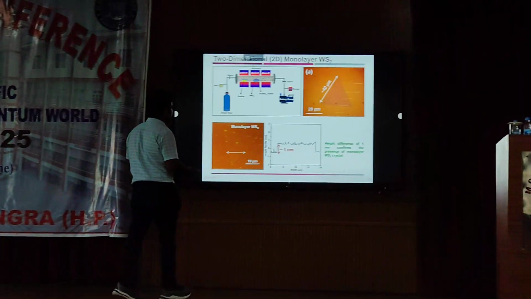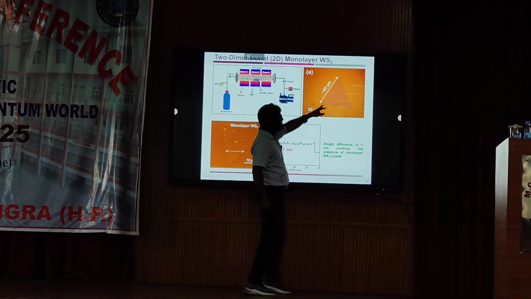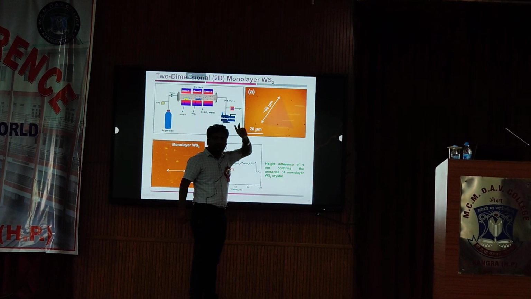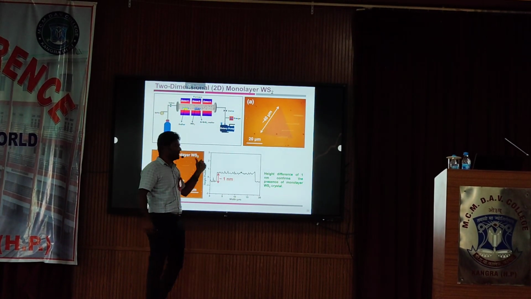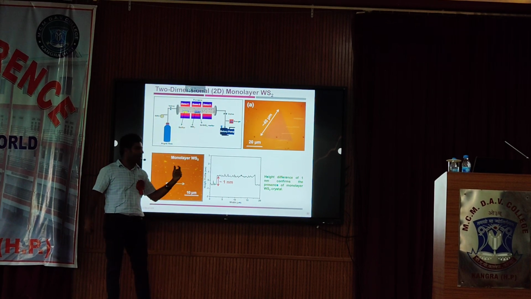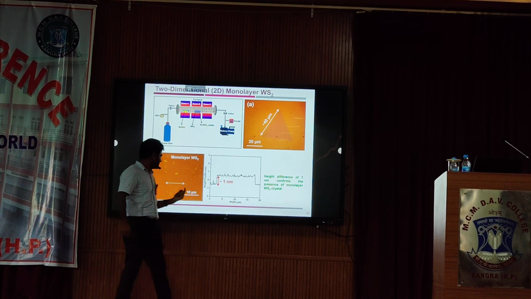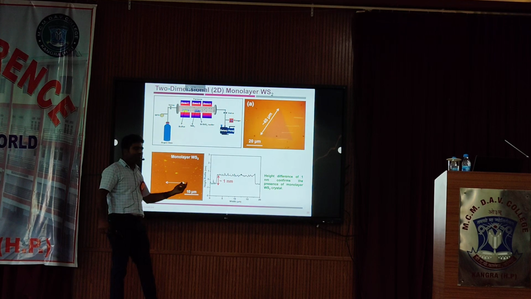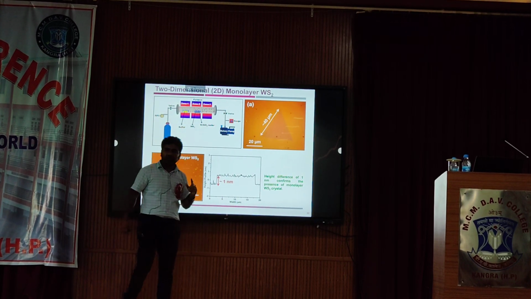Okay, this triangle which you are seeing here is a WS2. Lateral size is around 40 micrometer, and when we perform atomic force microscopy, we find a height difference of 1 nanometer between the substrate and the crystal. It means this is the monolayer WS2.